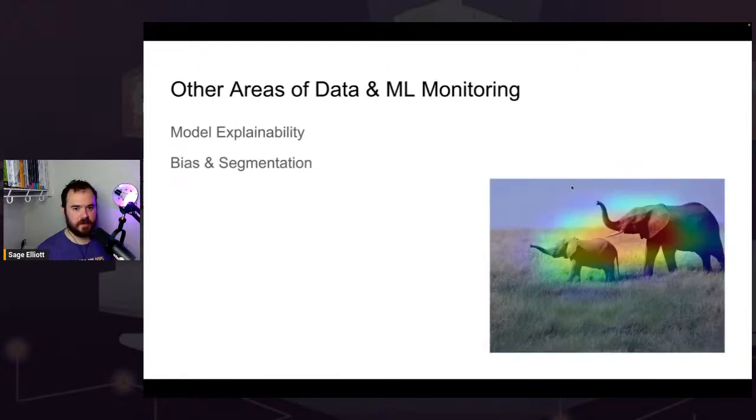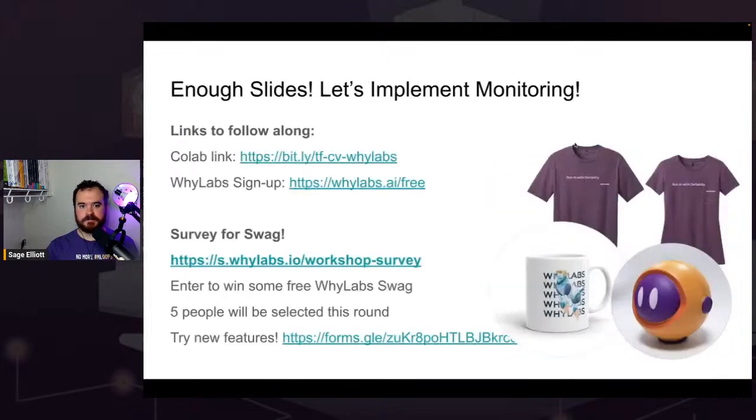And then there's other areas of data and ML monitoring, like I touched on, such as model explainability, bias and segmentation. We're not going to go hands-on for those in this workshop, but there's a lot of really cool tools for it. Actually, this image is a feature built into Keras today. I thought I had the link, but I guess I forgot it. That allows you to take that computer vision model you trained and understand what parts of it are making it predict, in this case, why it is predicting elephants.